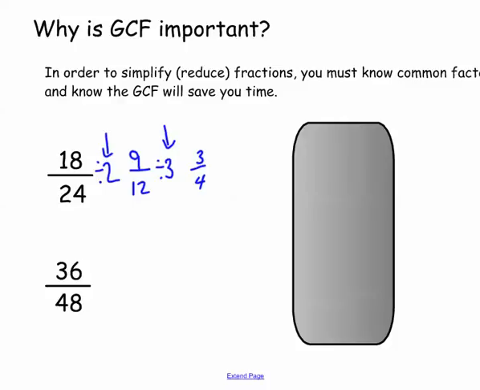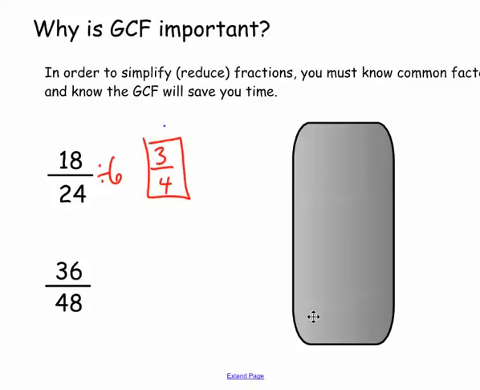But if you knew right off the top that the greatest common factor is 6, then if you divided 18 by 6, you get 3, and 24 divided by 6, you get 4. And that is your final answer. Okay, let's look at these, 36 and 48. If I know off the top of my head the greatest common factor, they have a lot of common factors, but the greatest common factor would be 12. So if I divide them both by 12, I get 3/4.